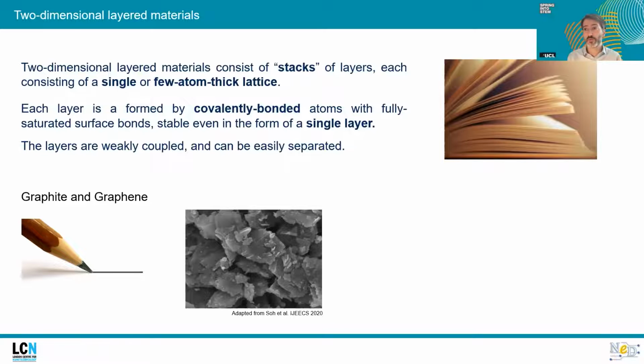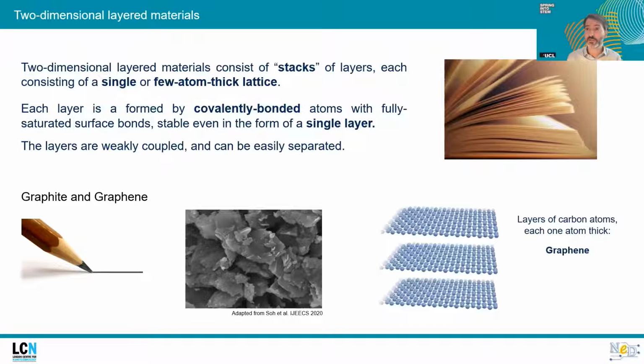If I were able to zoom within each of these crystals, I would see a structure like this. So a number of individual layers of carbon atoms, each only one atom thick. And that one atom thick layer would be called graphene.